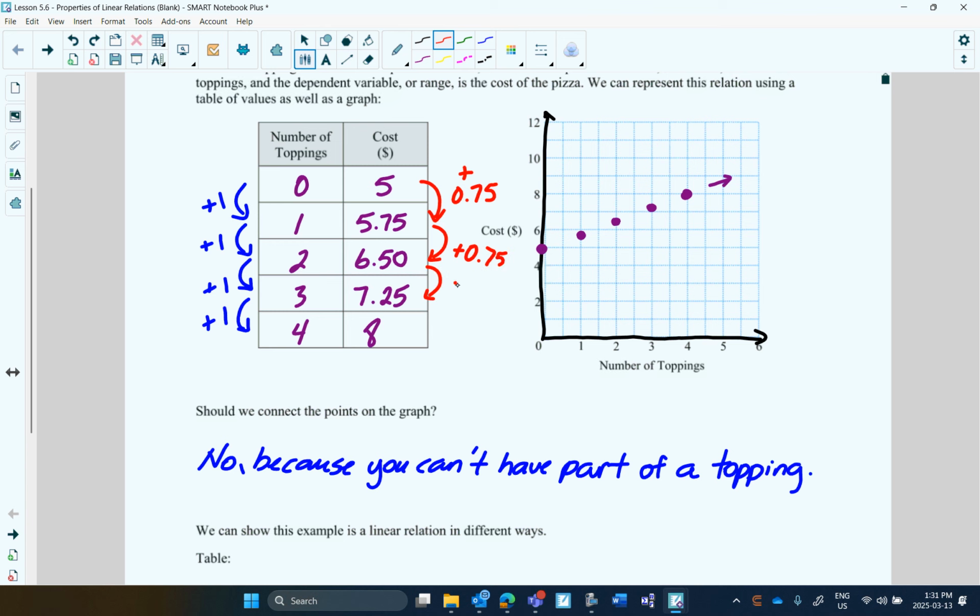All the time. If that doesn't happen, it's not linear. These don't have to go up by the same amounts. Each one though has to go up by a constant amount. So in this one, every time we go up one topping, we go up in cost 75 cents.